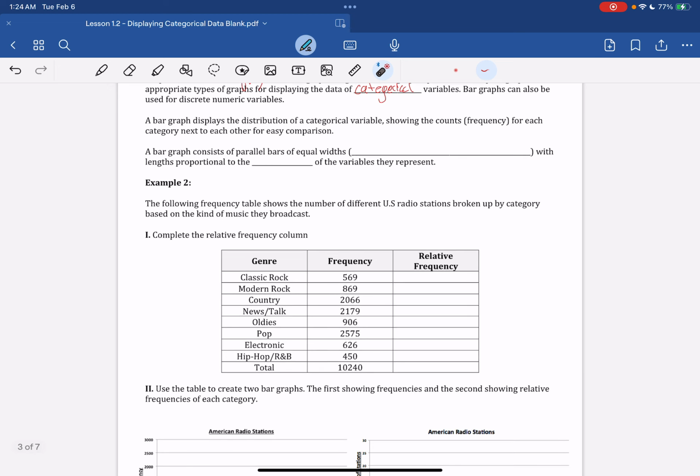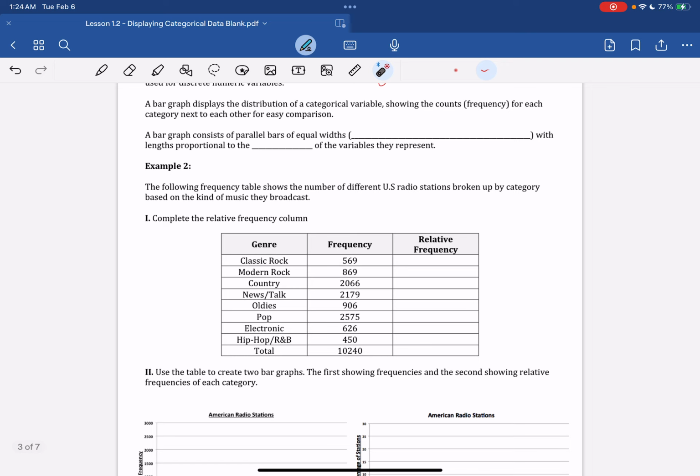A bar graph displays the distribution of categorical value or variables showing the counts, which we call our frequency, for each category next to each other for easy comparison. So when we talked on the last page about how we can look at those percentages, we can picture those in our mind because we've had a lot of experience at this point using them. That's not normally true about the general public. Using a graph to display that and see them right beside each other with a concrete visual instead of picturing it in our mind, our understanding of the percentage becomes a lot stronger for comparison.